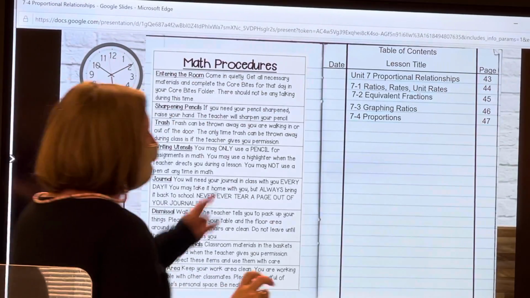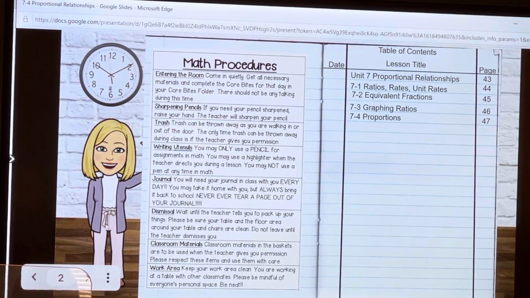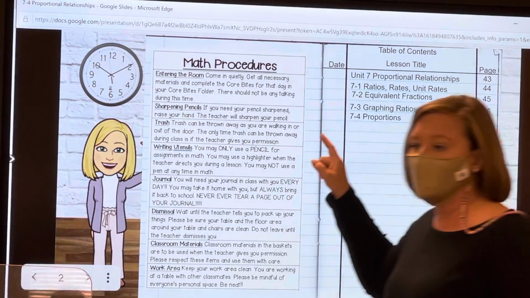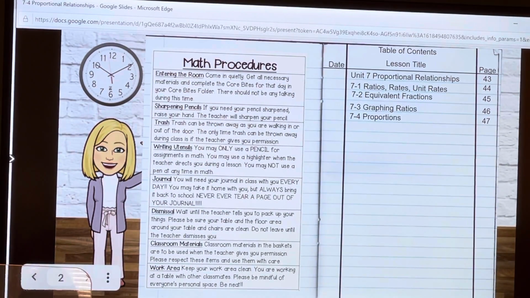Alright, take your journal out. In your journal, I want you to write today's date. Today we're going to be solving proportions. And everybody should be on page 47.